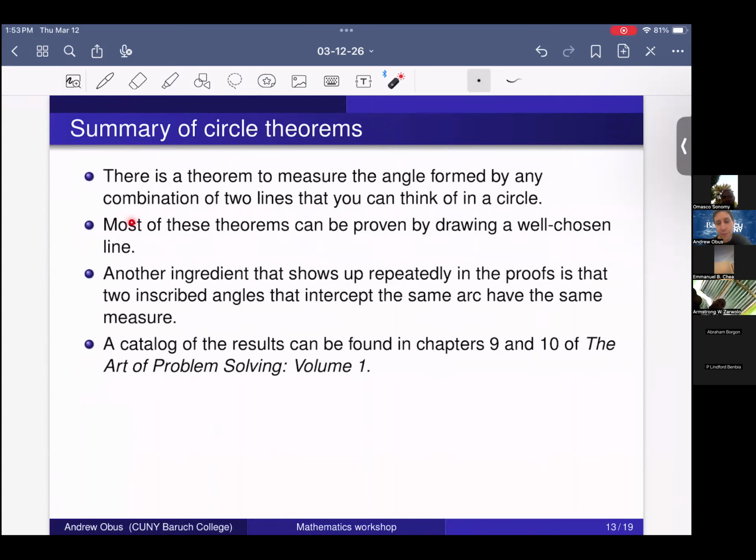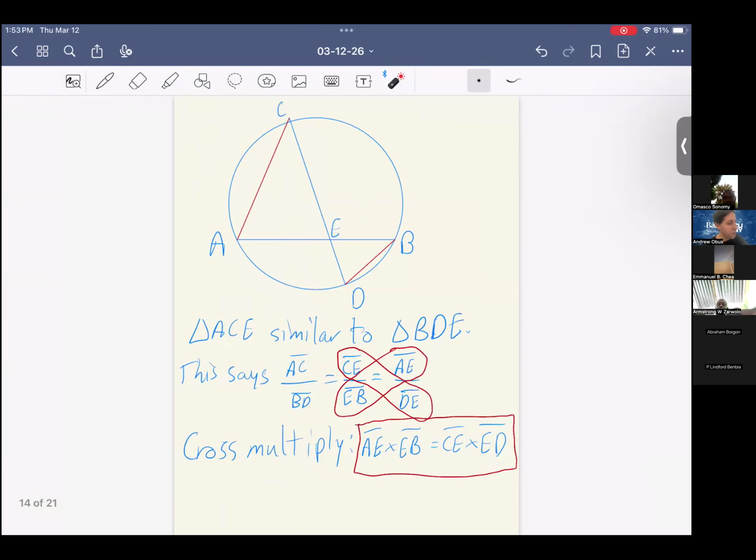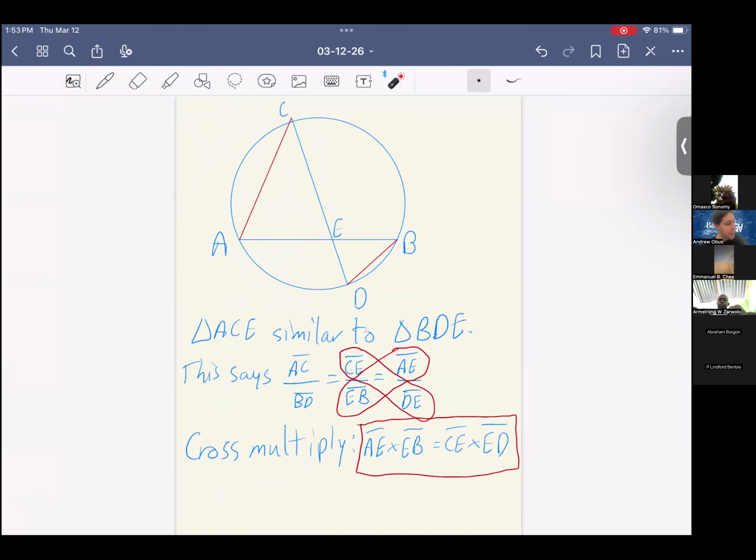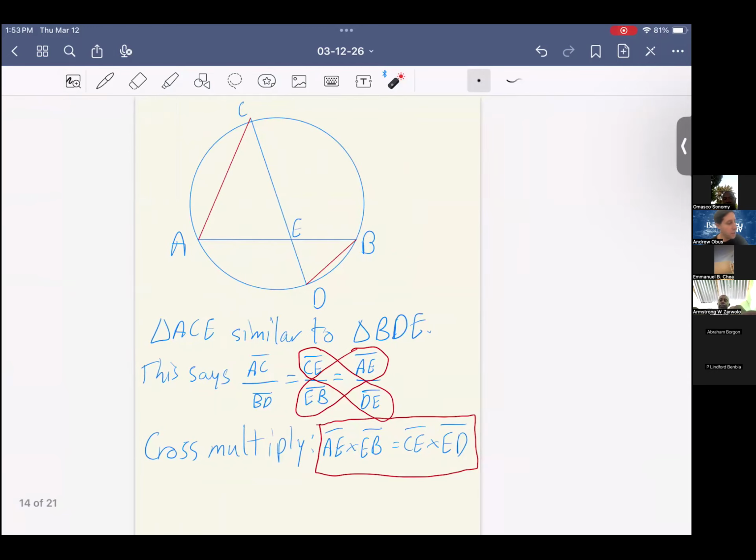And most of these theorems, if you need to prove them, can be proven by drawing a well-chosen line. Another ingredient that shows up repeatedly in these proofs is that two inscribed angles that intercept the same arc have the same measure. So this we used over here, right? We had an inscribed angle here and an inscribed angle here, and since they intercept the same arc, that means they have the same measure.